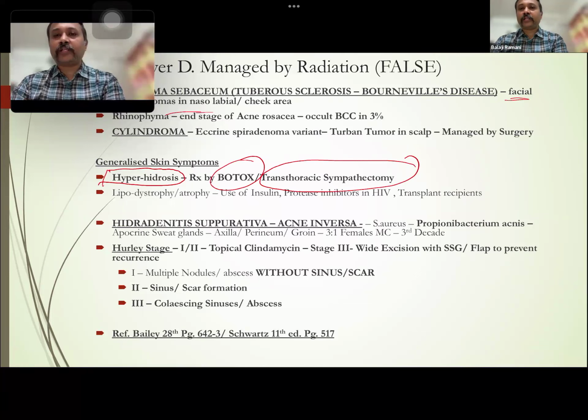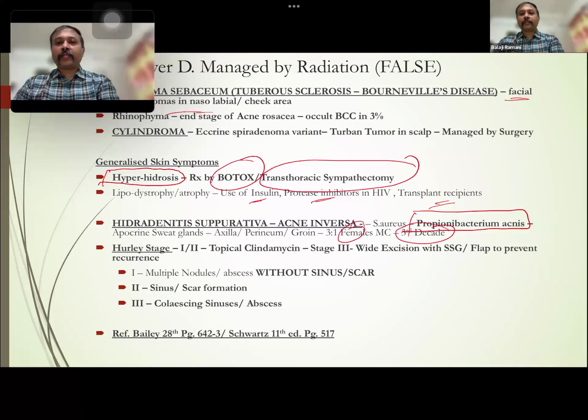And lipoatrophy and lipodystrophy is associated with HIV, with insulin, with protease inhibitors as drugs in HIV, and transplant recipients. That may be a question that may be coming in your examinations as the exception to lipodystrophy or lipoatrophy. And hidradenitis suppurativa, the causative organism is Propionibacterium acnes, happens in the areas of apocrine sweat glands, most common in females and in the third decade. So Propionibacterium is supposed to be one of the agents. The other name may be asked, which is known as acne inversa.